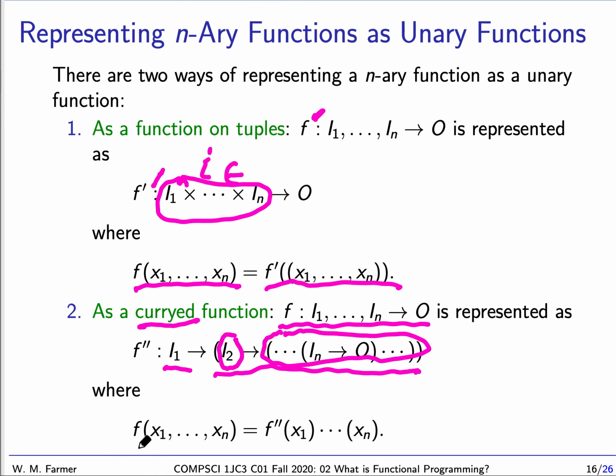So f, when we apply it to n arguments, is the same as f double prime, where we apply it to the first argument and then we get back a function. We apply that to the second argument, and we keep doing that till we end up applying it to the last argument. But these two functions are different, but in the end they do the same thing. They're going to give you the same value.